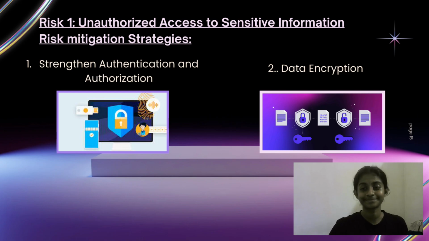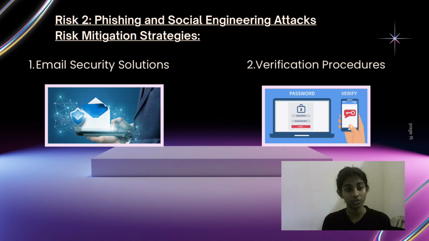Now I'm going to talk about strategies for risk 2, which is phishing and social engineering attacks. The first strategy is an email security solution, which means you have to implement advanced email filtering and anti-phishing tools in order to detect and block malicious emails.